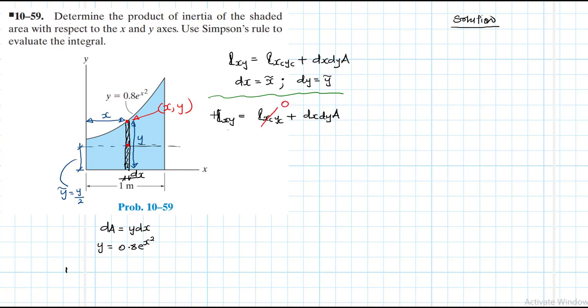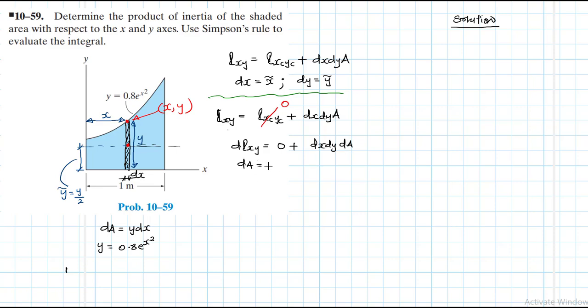Okay, you expect that part to be equal to 0. Okay, so let's write this as a differential expression. So we'll have dIxy equal to, this is a 0 plus dx dy, then this one as a dA.